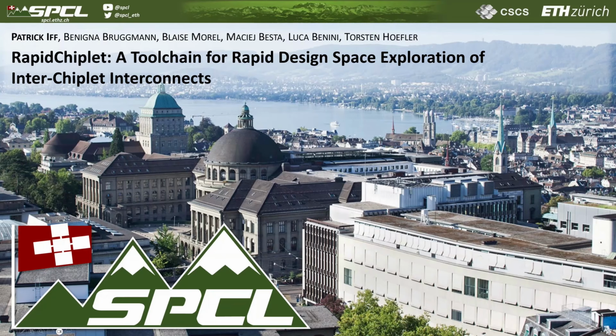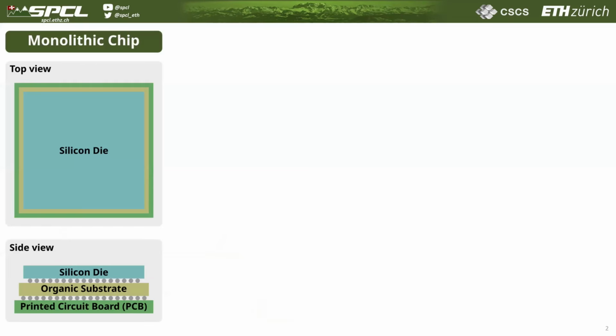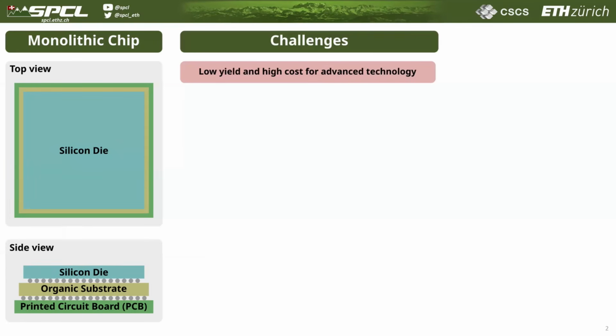So let's start with the question, why do we even care about chiplets? As you might know, we are moving towards more and more advanced technologies to build chips. And if we keep using monolithic chips, where we have a single silicon die, then we encounter some challenges on the way. For example, we have low yield and high cost if we use advanced technologies.